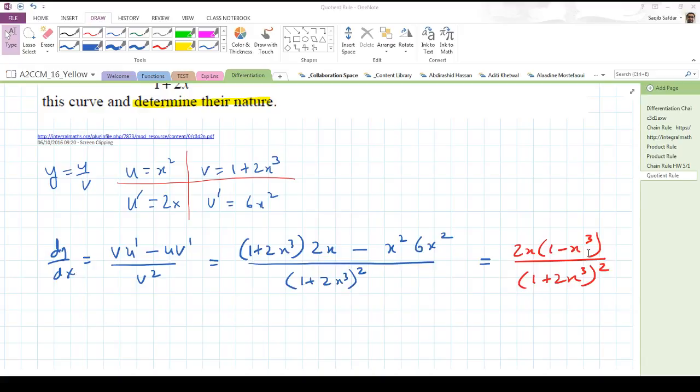6x squared minus x squared is 6x to the 4. Yeah. So you get 2x plus 4x to the 4 minus 6x to the 4. That's 2x minus 2x to the 4. Is that okay? Yeah.